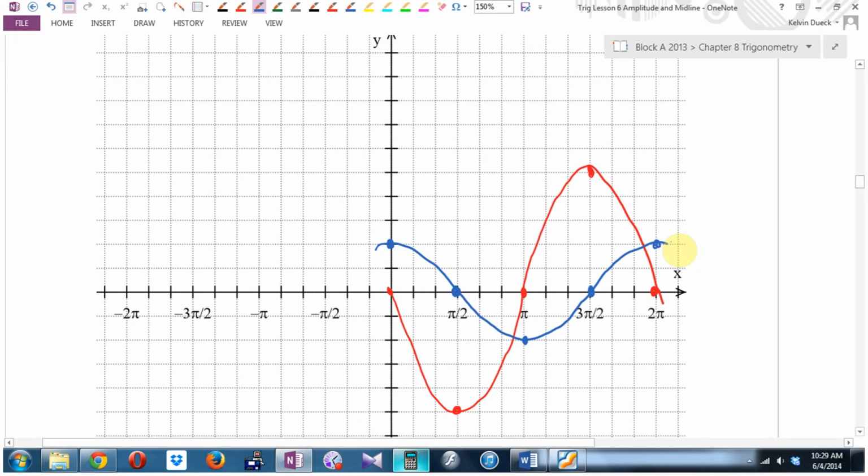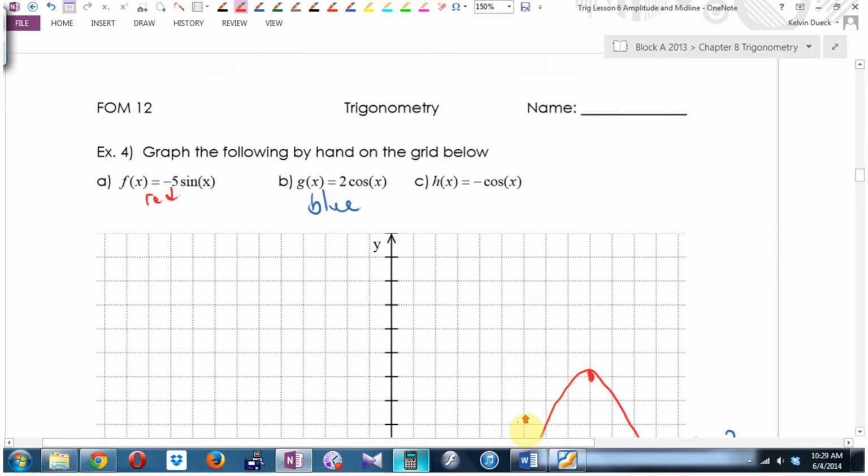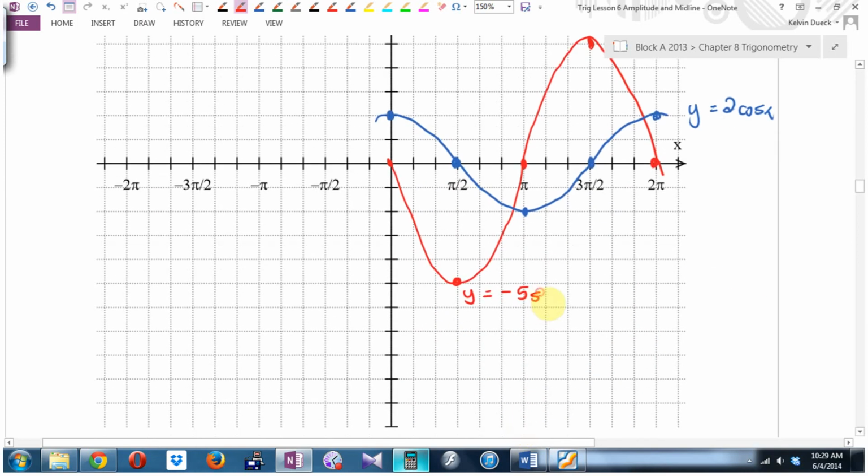Okay, so this is y equals 2 cos x, and this is y equals negative 5 sine x. Is that okay, Brooke? Yeah? Okay. You have to memorize the basic shapes. But they're nice shapes. They're not yucky, wonky. Tangent is, but that's why we're avoiding it.